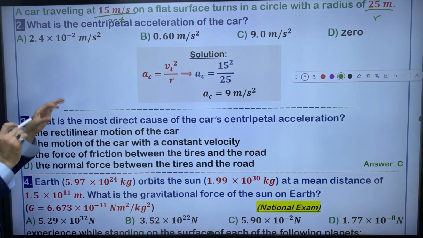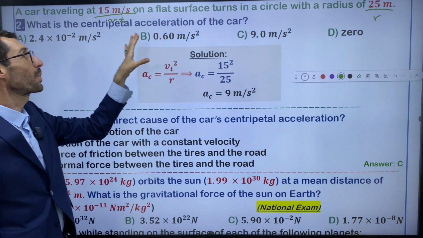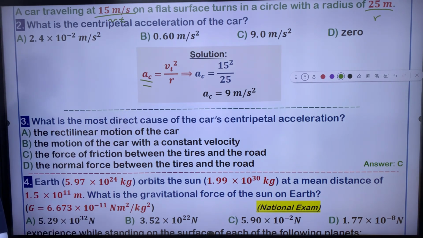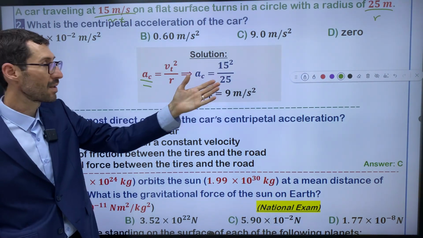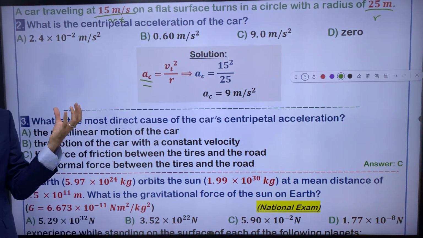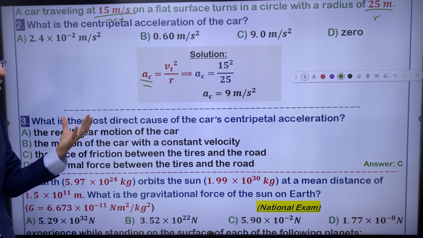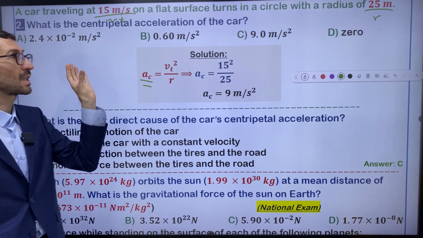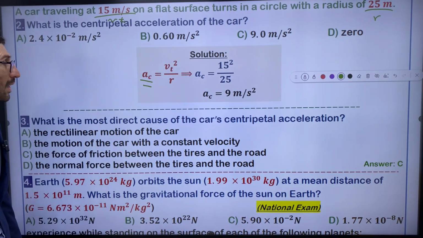So it's question number 2. What's the centripetal acceleration of the car? So we look for AC. AC is unknown. There are some options, A, B, C, D. So firstly, you have to solve the problem. After the solution, you can guess which option is true, right?